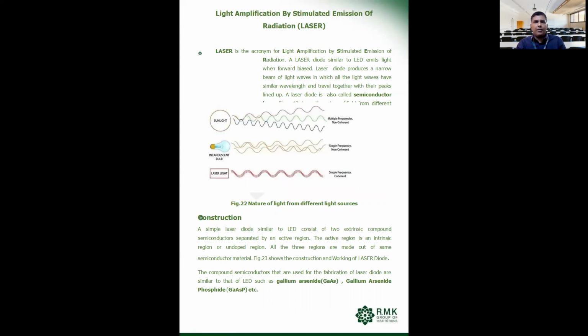Next topic will be the laser. Laser is similar to the PN junction diode and Zener diode, but one main difference is the kind of energy which is going to come out of it. So laser basically means light amplification by stimulated emission of radiation. Laser is a monochromatic light where it is going to emit a single frequency coherent light.